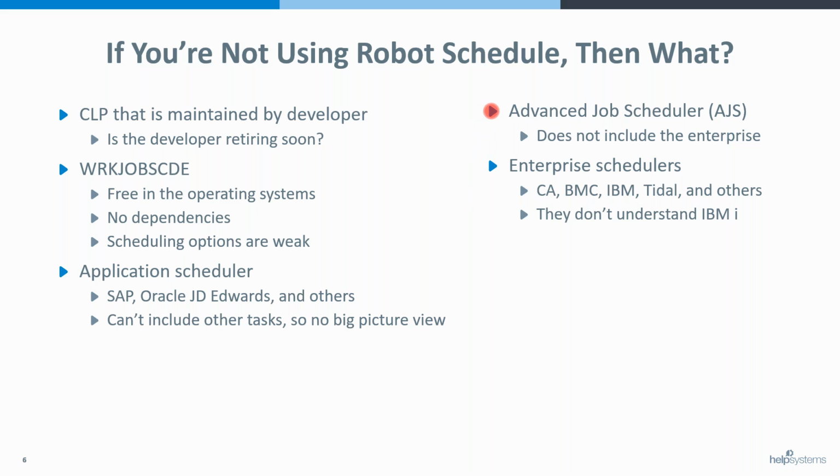Advanced Job Scheduler is a nice tool that a lot of people use, but the issue with that is support. Who do you call for how-to type questions? And then it doesn't reach out to the rest of the enterprise like we can do with our solutions. And then enterprise schedulers, CA, BMC, IBM, Tidal, others, they don't understand IBM i, which is always an issue because we've built this product around the batch processing on IBM i.